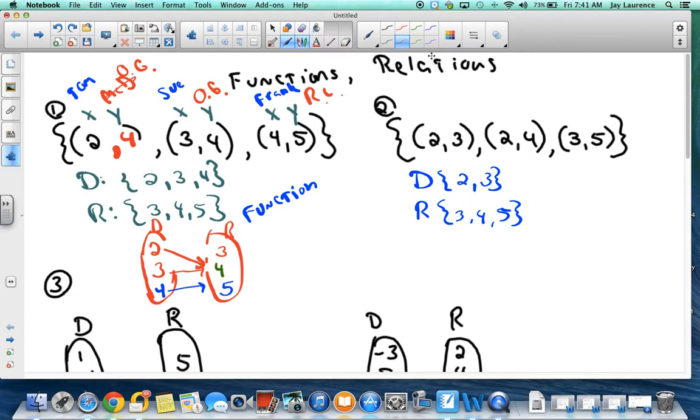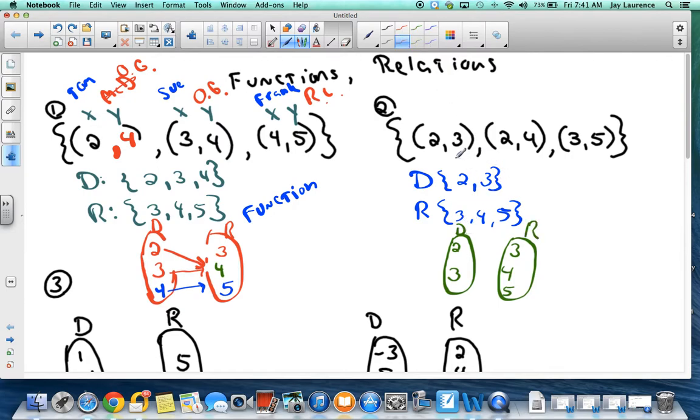Let's do number 2. Got the domain and range, okay. And I'm thinking about the people, and I like to see the mapping as much as possible. Okay, so here's my domain. My domain is just 2 and 3. And then my range is 3, 4, and 5. Okay, now remember, I'm going to think of the domain as people.